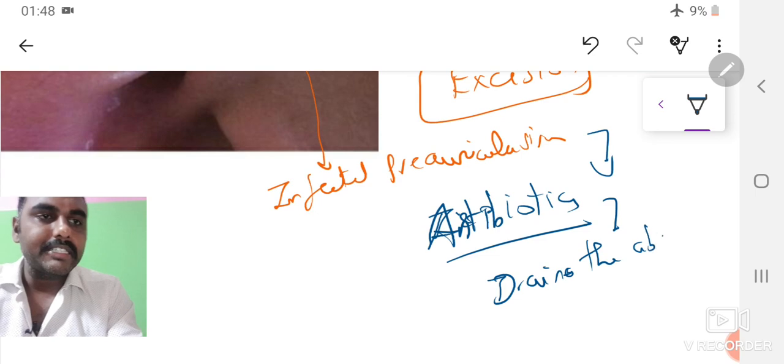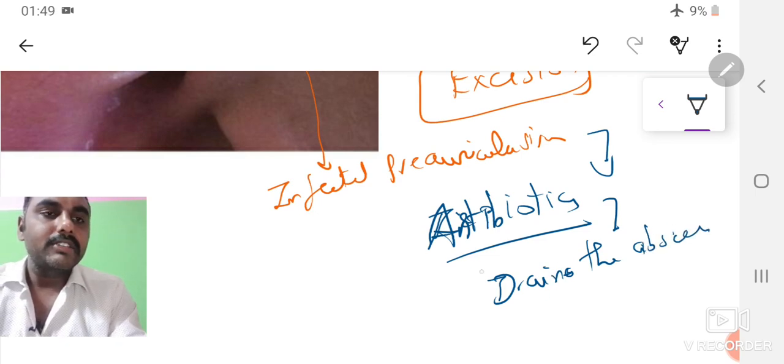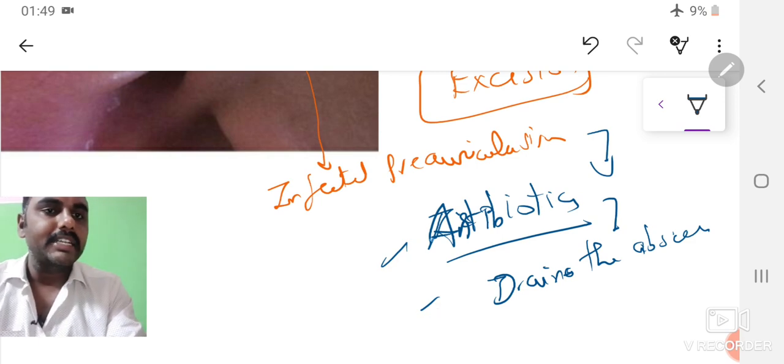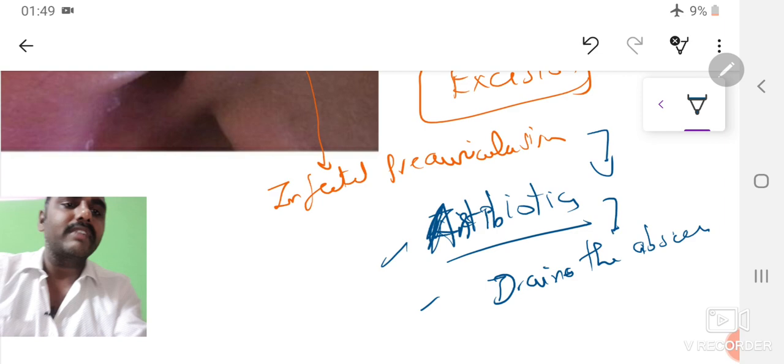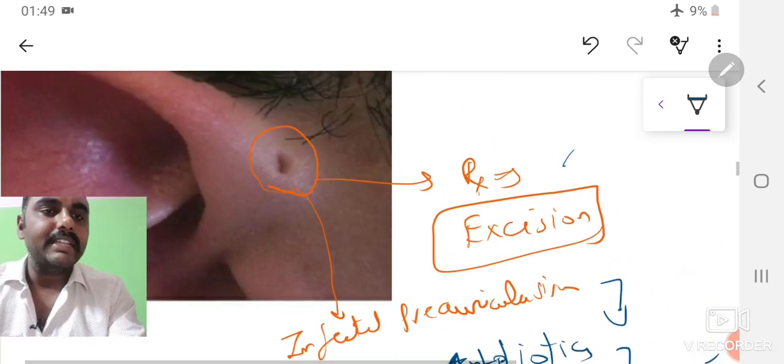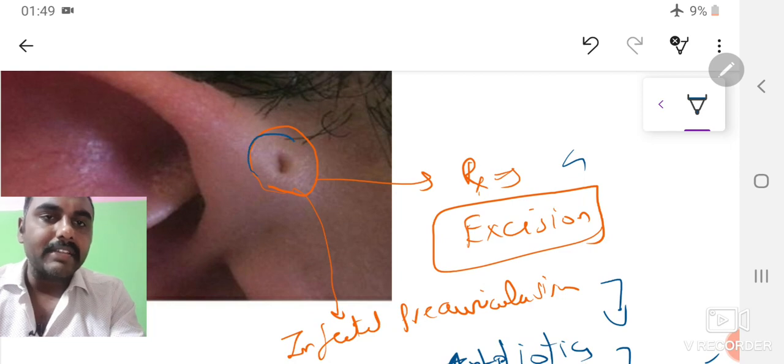But draining the abscess is very dangerous, since there we will artificially create some extra tracts, okay. But if there is very severe pus collecting inside, then we need to drain the abscess, either with the course of antibiotics. If it doesn't settle, drain the abscess. And then after the infection subsides, we need to excise the preauricular sinus, okay.